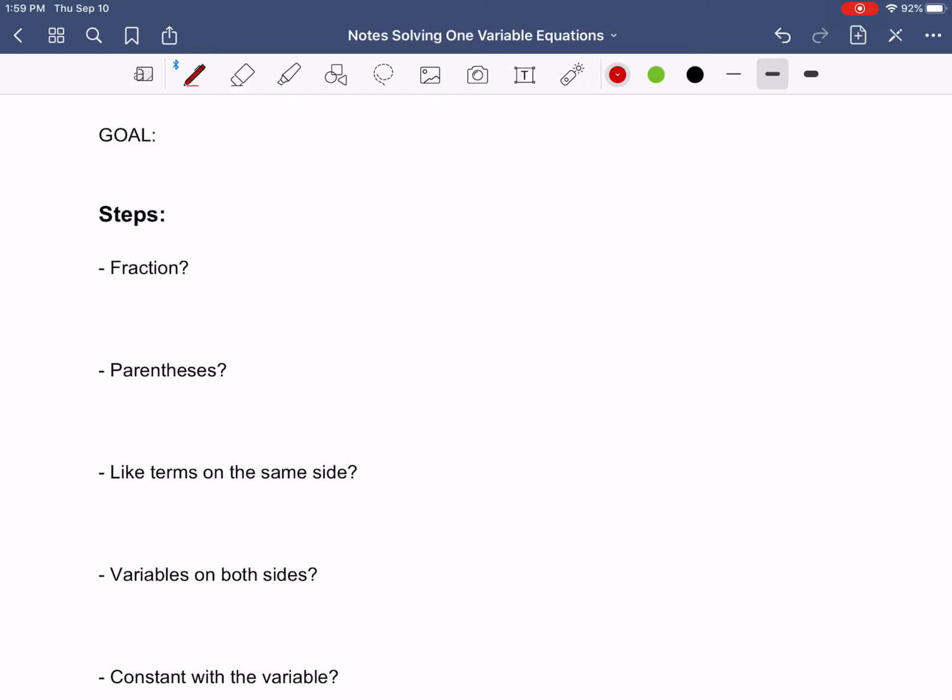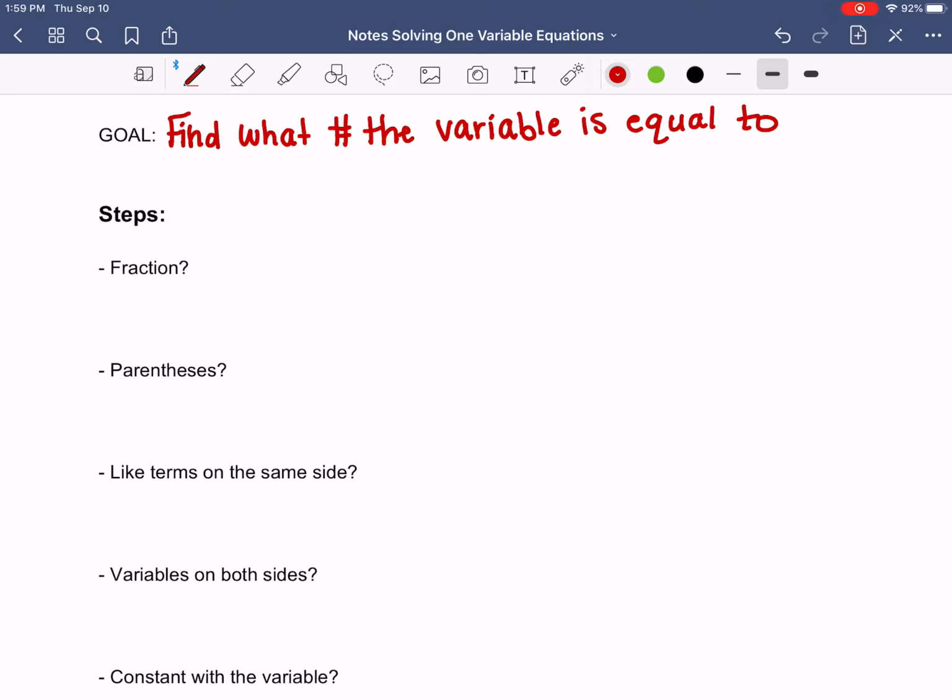Okay, so when you're solving an equation you have a goal. Your goal is to find what number the variable is equal to. That's your goal. You want to find what number your variable is equal to. So your answers today are going to be x equals 5 or t equals 2 or whatever variable equals a number. Okay, so we're going to look at some steps right now.